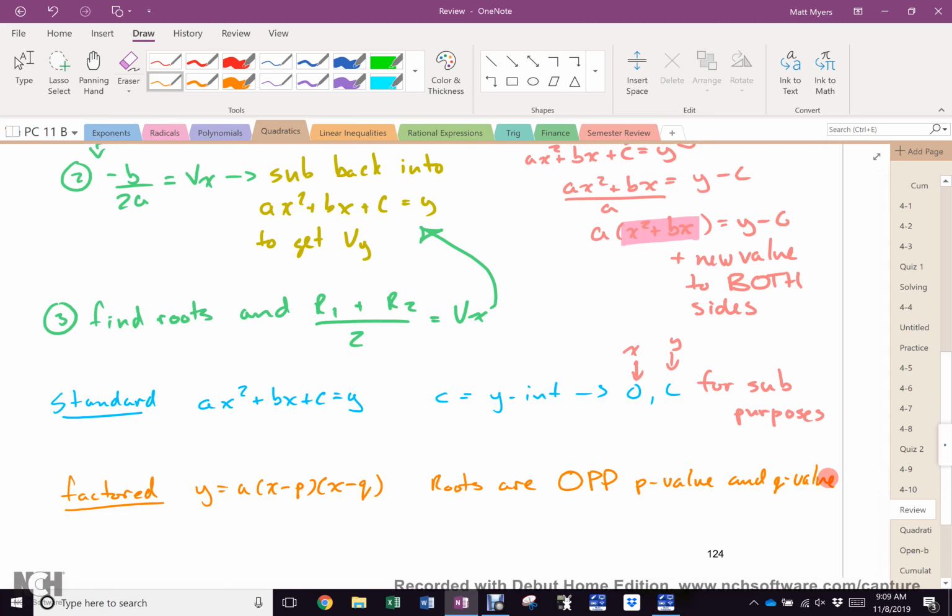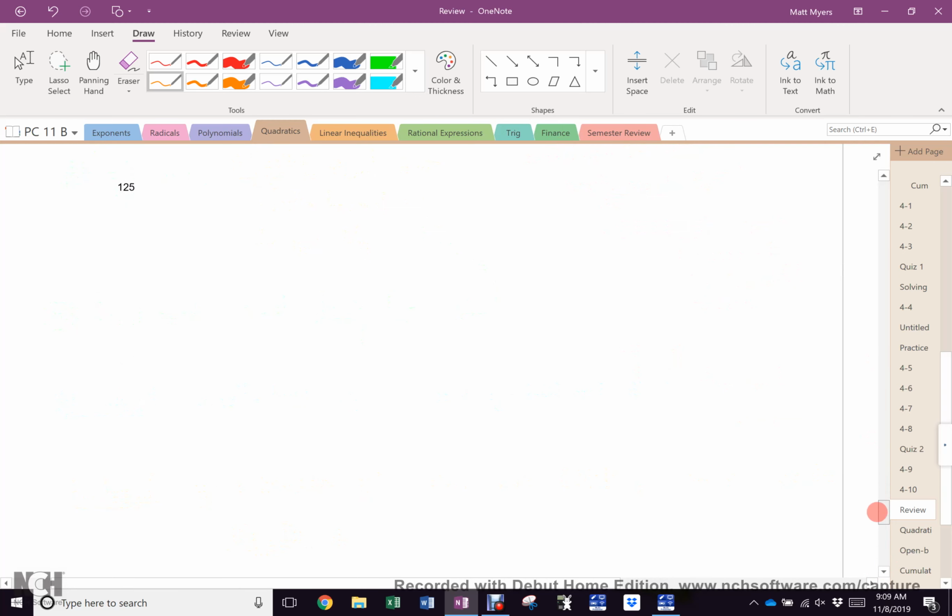And once we have those roots, r1 plus r2 divided by 2 equals vx. Is everybody good? Yeah? Now, you should have another blank page, do you? Yes. Excellent. Turn that page over, and let us now deal with A.